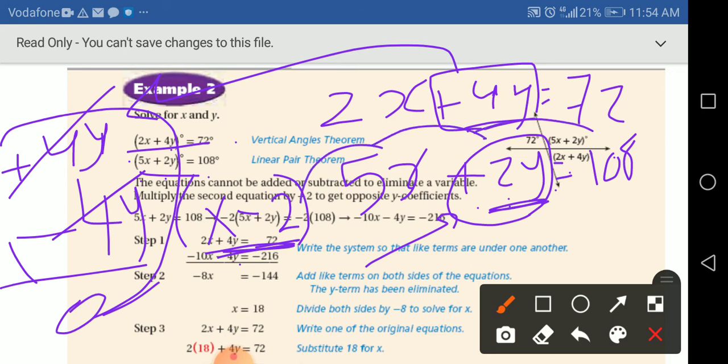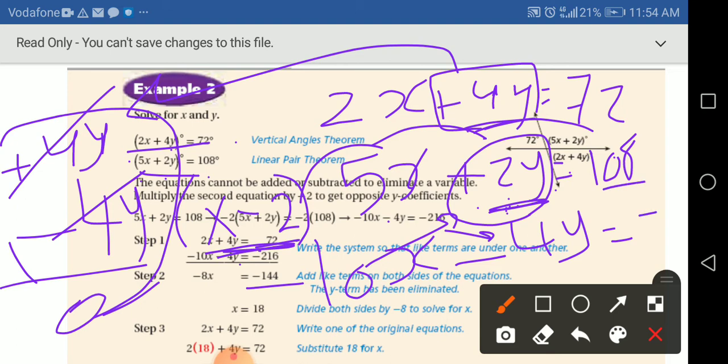by all terms. So negative 2y times 5x, negative 10x. Okay, negative 2y times positive 2y, negative 4y. That's what I want to do. Equal what? Negative 2 times 108 gives me negative 216.